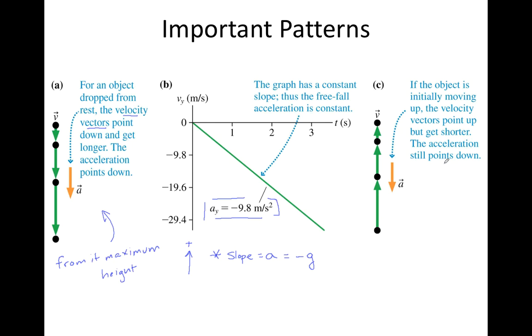What about upwards motion? Well, upwards motion will feature an object whose velocity vectors point upwards. But since the acceleration is down, any object that has a velocity and an acceleration that are in opposite directions is going to decelerate. It's going to slow down. And so you see the velocity vectors are getting shorter. That's indicating that an object moving upwards is slowing down.